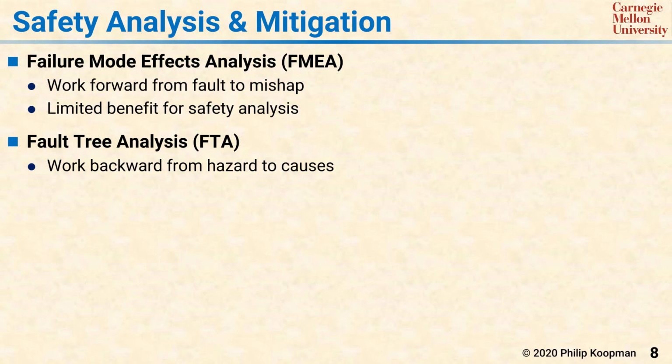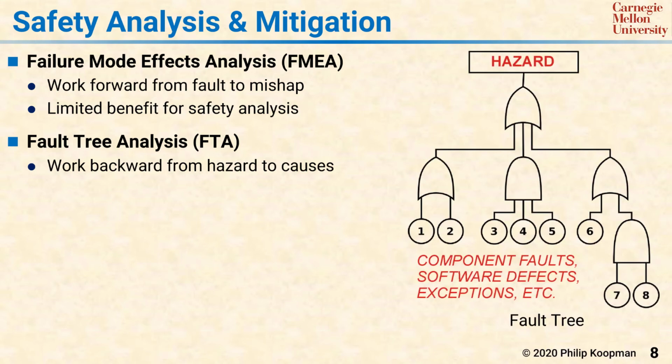Fault trees work by starting with a mishap or hazard and working backwards towards the possible causes. Here's an example showing that a fault tree is kind of drawn upside down, with the root of the tree at the top and the leaves at the bottom. In this example, a hazard or mishap is at the top of the tree, at the root, and working downward toward the leaves. There are nested levels of AND gates and OR gates.